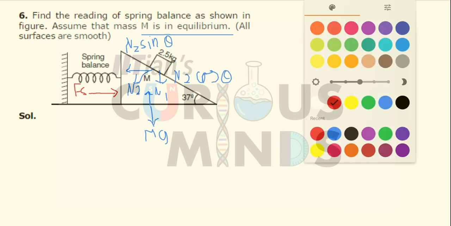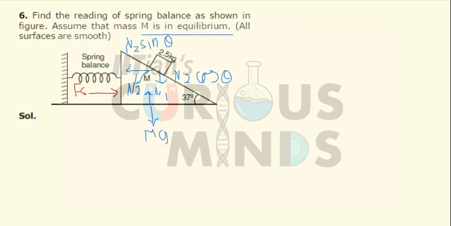So now let us calculate the forces on the small block. The same n2 will be in this direction, and mg, that is 2.5 g, will be in the vertically downward direction. Now we will resolve the forces. As the block is sliding down, n2 will be equal to mg cos theta.